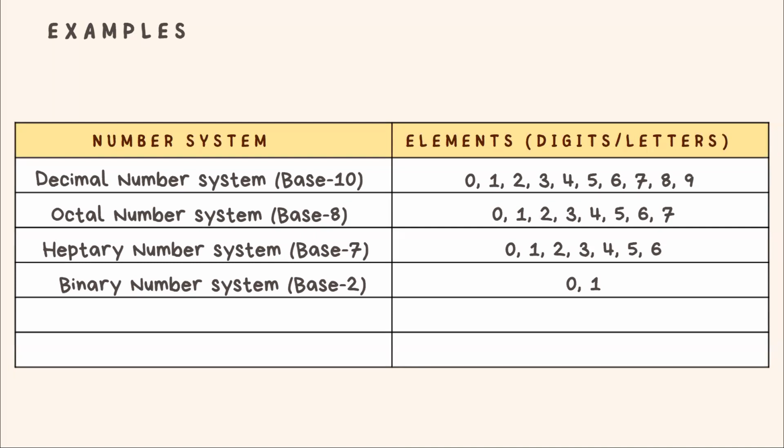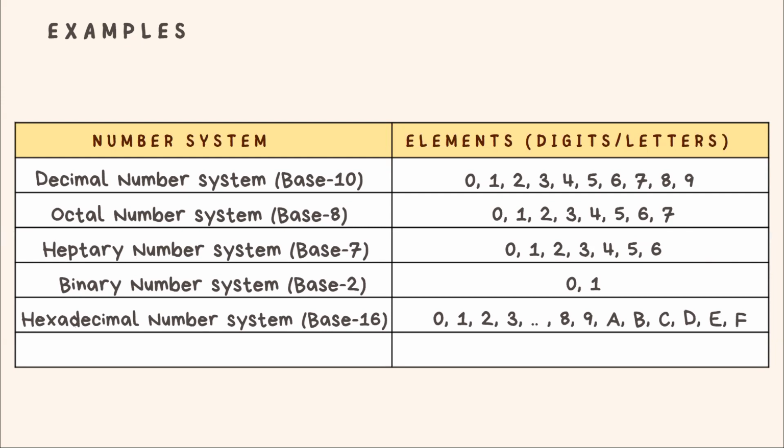Then you have the binary number system, which we really want to look into, since we're talking about computers that use the binary language. So we are most interested in the binary number system. And it's a base 2 system, which only has 2 digits, that's the 0 and 1.